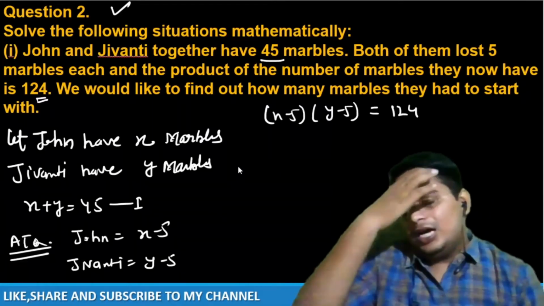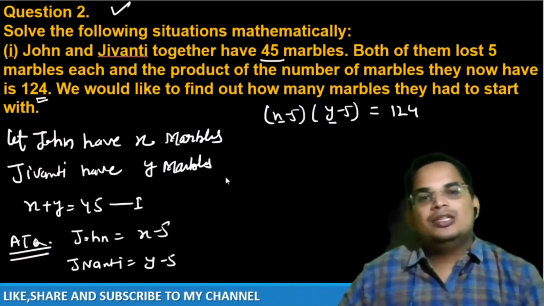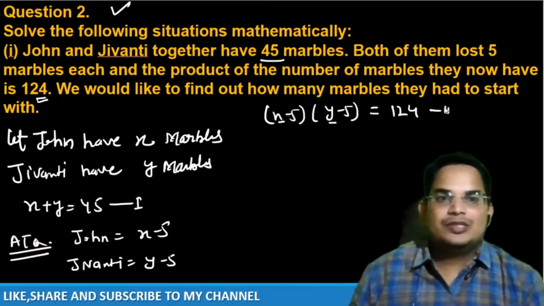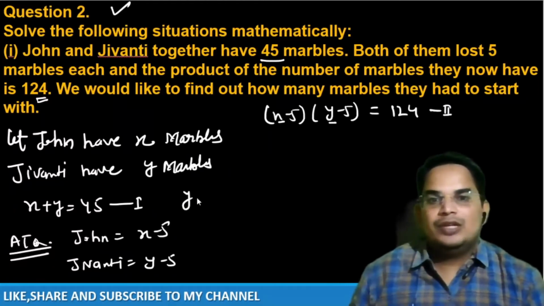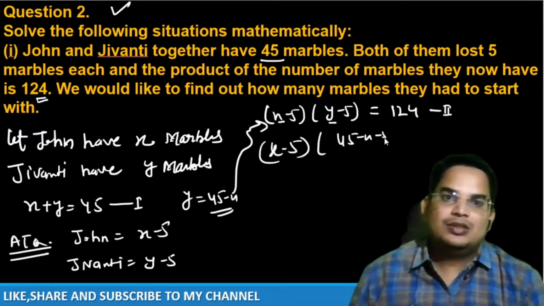First of all, I have to convert this. There are two variables, the x and y. So I have to convert the whole equation in single variable. I said this is the equation 2. So I am going to put the value of y is equal to 45 minus x. I'll put this value in equation number 2. So how to do this thing? Look at this. This is the x minus 5, and after this, the value of y is 45 minus x minus 5 is equal to 124.